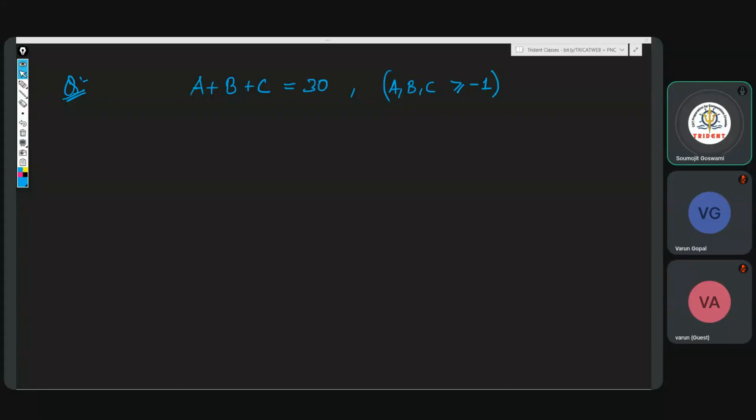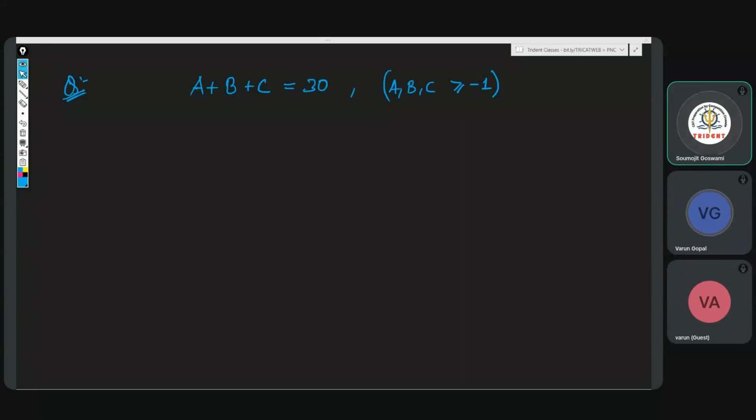Chalo, do you have the answer? Guys, are you there? Yes, sir. Varun Gopal is there? Yes. Answers, answers, answers. Acha, let's start with Varun then. Varun, any answer? No, sir. Arey baba, why no answer?